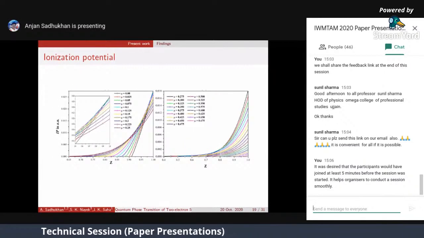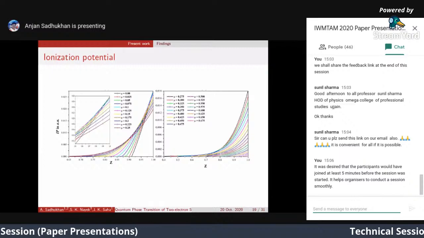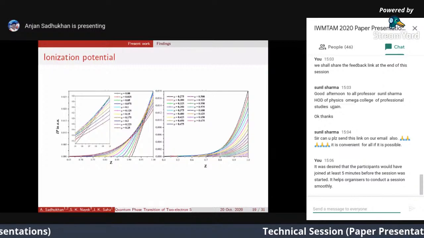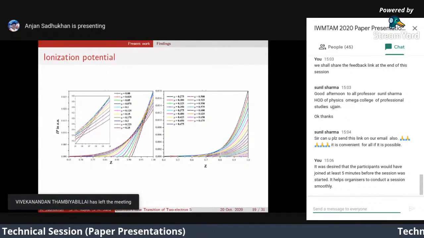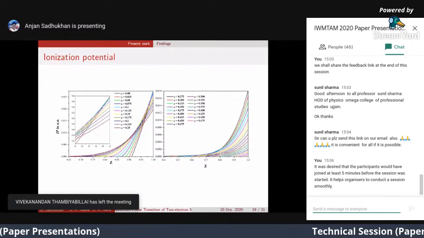Similarly, the estimated IP values have been plotted as a function of Z for different screening parameters. It is observed that the IP values are gradually decreasing with Z irrespective of mu value.